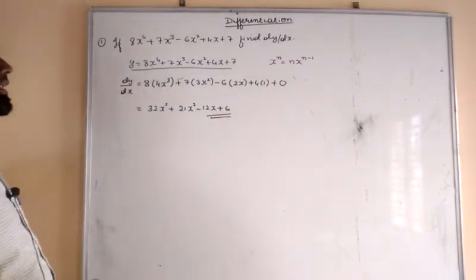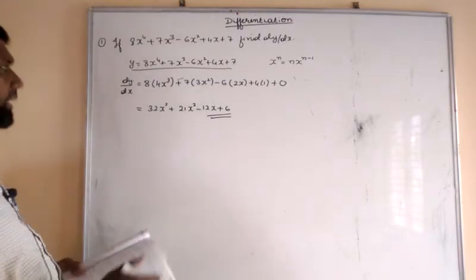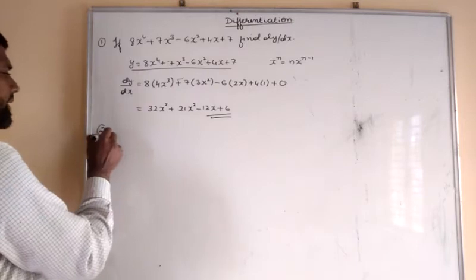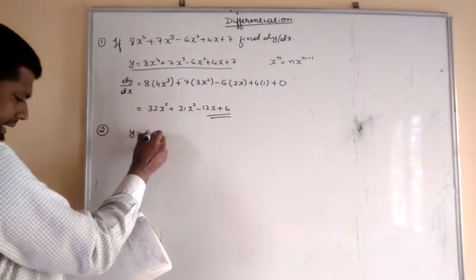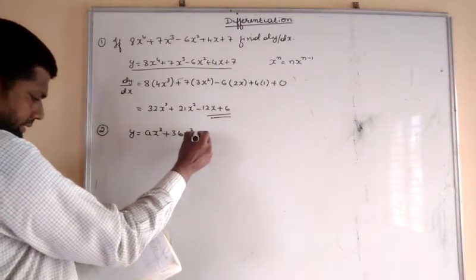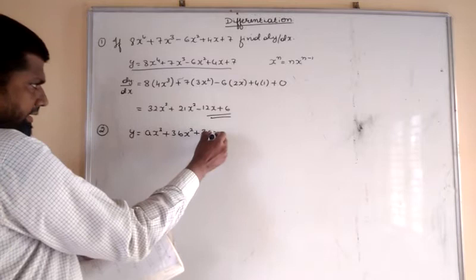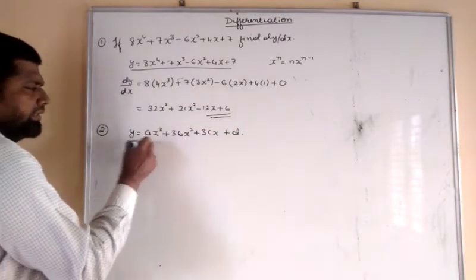Some students have made mistakes in this problem. So again I will do another problem, the second problem. y is equal to ax cube plus 3bx square plus 3cx plus d. So this is the given function.